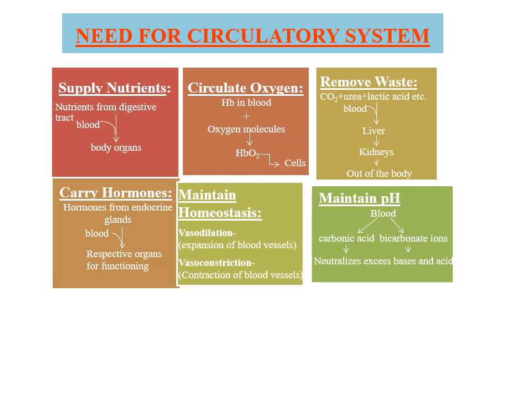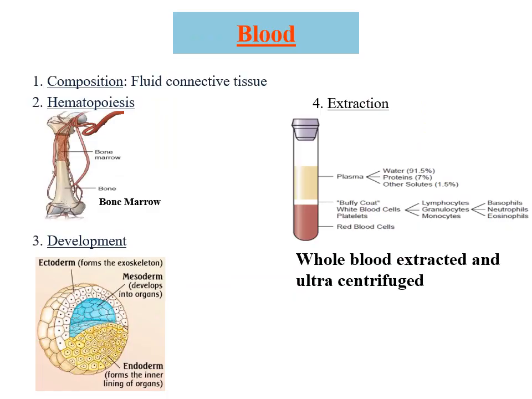Sixth function is to maintain pH. Blood maintains the optimum pH, that is 7.4, as it contains carbonic acid, which is an acid that neutralizes all the excess bases in our body, and blood contains bicarbonate ions, which is a base that neutralizes all the excess acids in our body. Let us start with the first part, that is circulatory fluids.